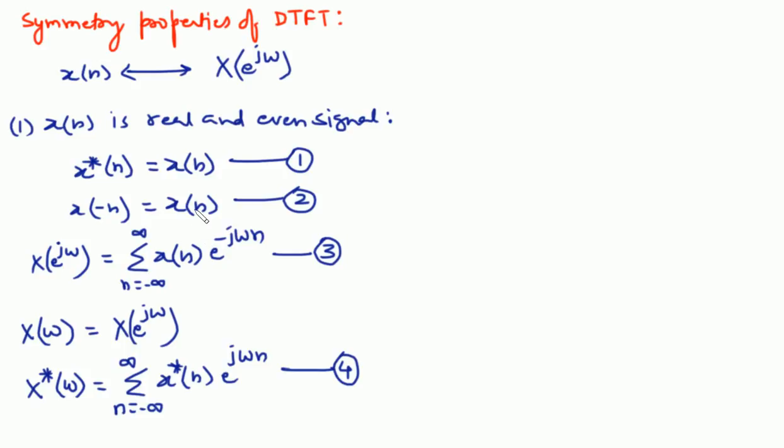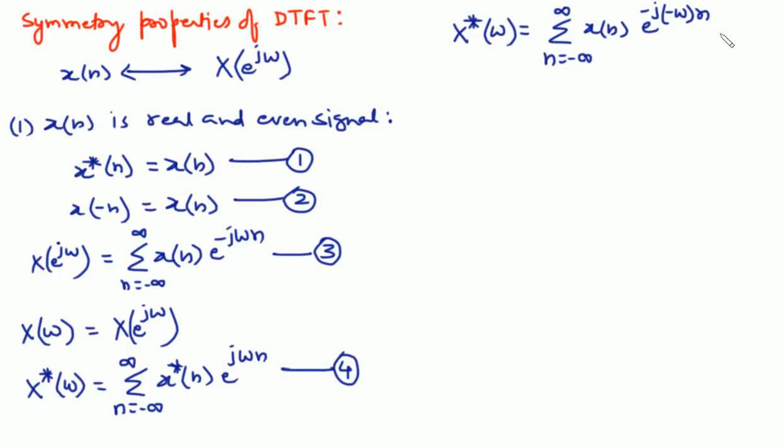Now we know that the complex conjugate of x[n] is x[n], so the complex conjugate of X(ω) is the summation of x[n], where the complex conjugate is replaced by x[n], and this e^{jωn} can be written as e^{-j(-ω)n}, where n is changing from minus infinity to plus infinity.